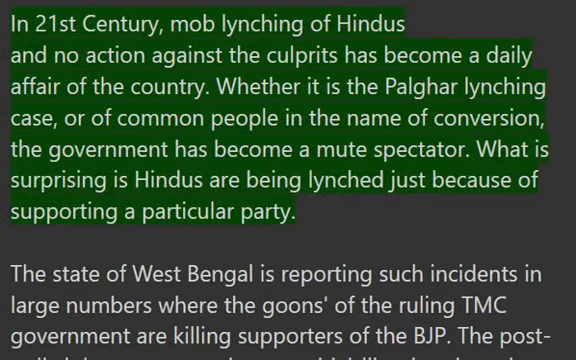In the 21st century, mob lynching of Hindus and no action against the culprits has become a daily affair of the country. Whether it is the Palghar lynching case, or of common people in the name of conversion, the government has become a mute spectator. What is surprising is Hindus are being lynched just because of supporting a particular party.